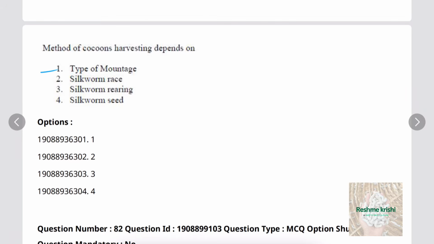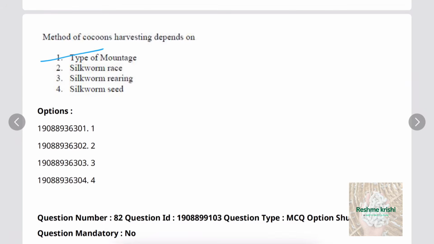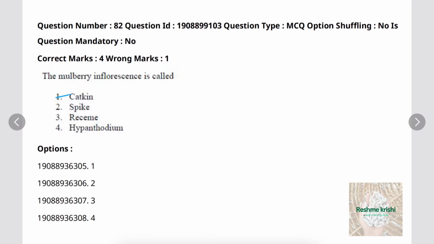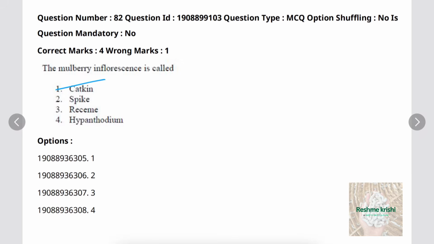Method of cocoon harvest depends on silkworm race? No. Silkworm rearing? No. Silkworm seed? No. Type of montage. The mulberry inflorescence is called catkin. This is also a very simple question.